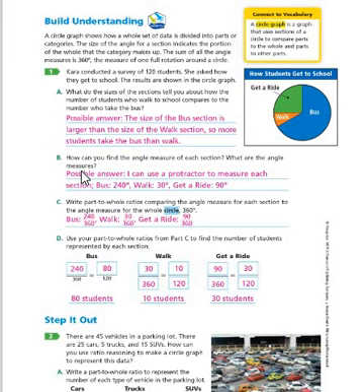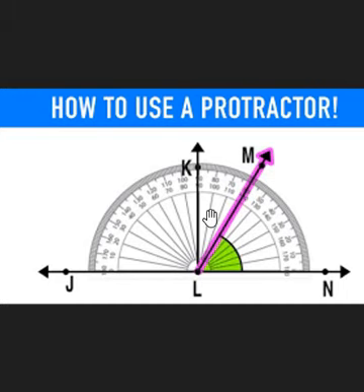Now, they ask us in B, how can you find the angle measure of each section? I know that we haven't taken this until now, but to measure an angle in a circle, or to measure an angle generally, we use a protractor. Now, what is a protractor? As you can see here, a protractor is a geometry tool that I use to measure an angle. Now, what's an angle?